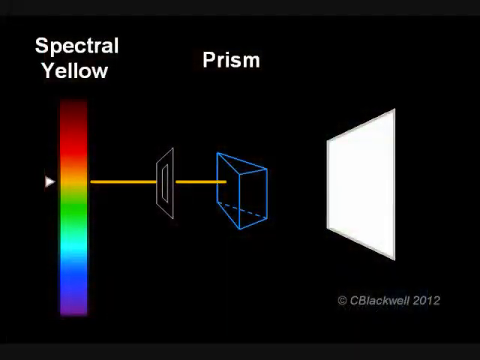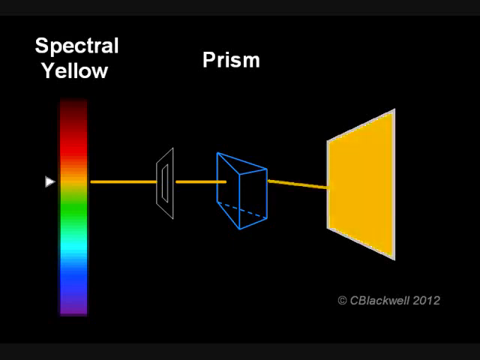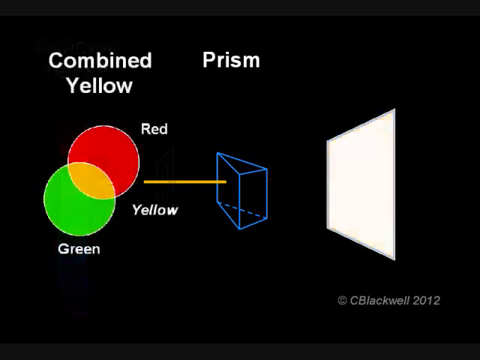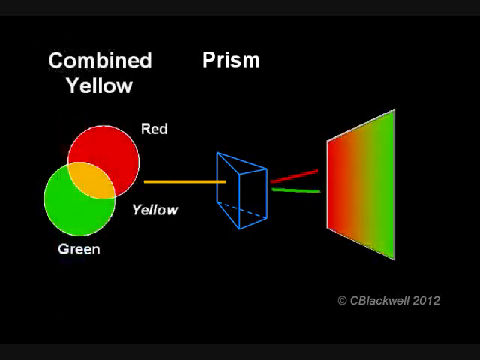If you took the spectral yellow and shined it through a prism, it would remain the same yellow. But if you shined the combination beam through a prism, it would separate into its component colors. Yet your brain sees each of these as the same yellow. Colors that look the same but have a different spectral composition are called metameric colors.